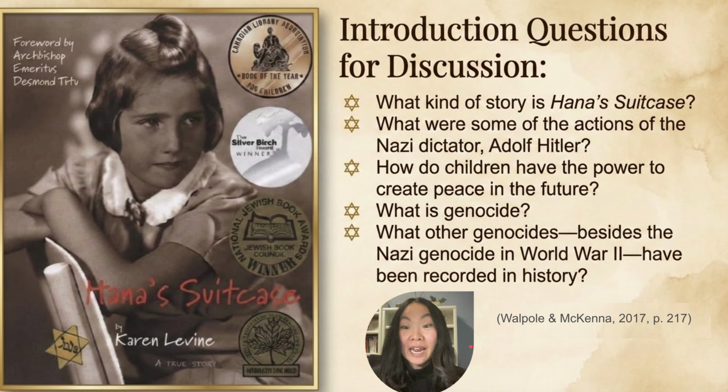And for Hana's suitcase, I'm just taking the questions from page 217 in the Walpole and McKenna book, and it's introduction questions for discussion. The questions they recommended were, what kind of story is Hana's suitcase? What were some of the actions of the Nazi dictator Adolf Hitler? How do children have the power to create peace in the future? Which is a huge question, and I would have students go back to the text and see what the students in Tokyo did to create peace in the future.